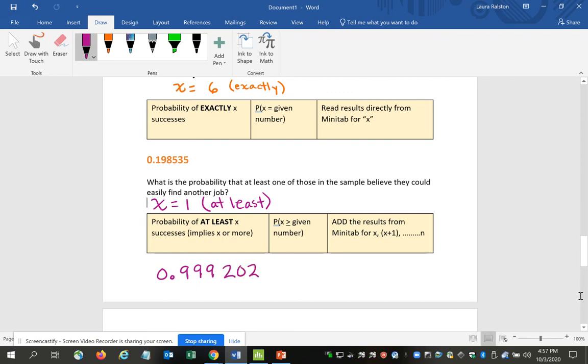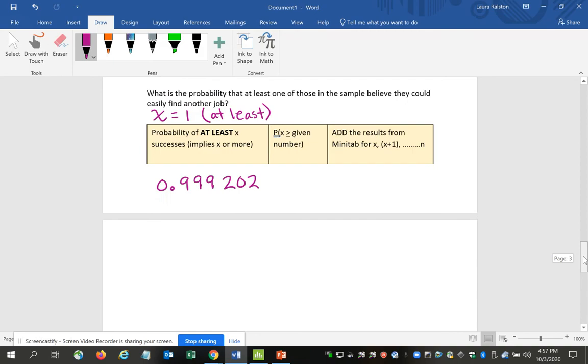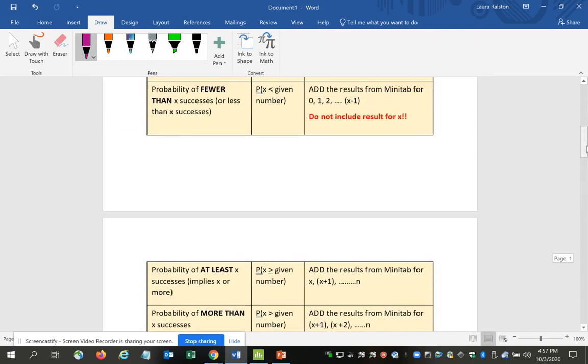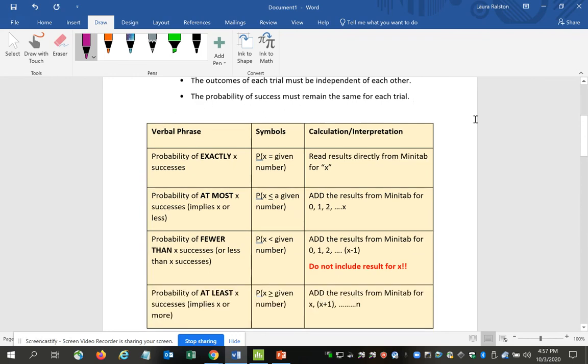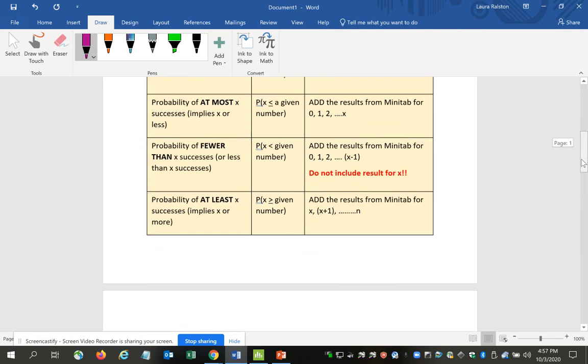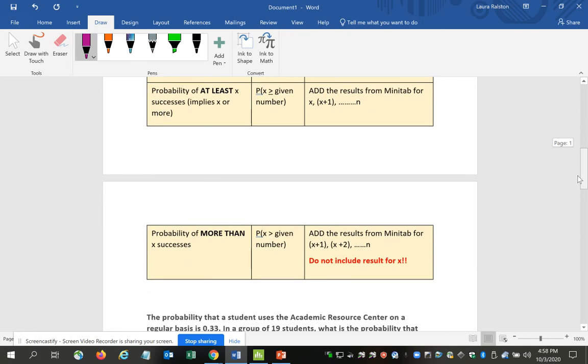So the probability of at least 1 would be 0.999202. Okay, so again, I cannot stress enough to you guys, I would strongly encourage you to make sure that you have this table on your note sheet that you are going to be allowed to use for the midterm exam.